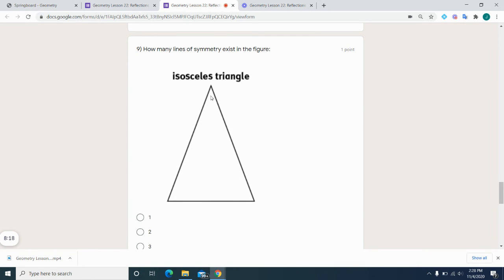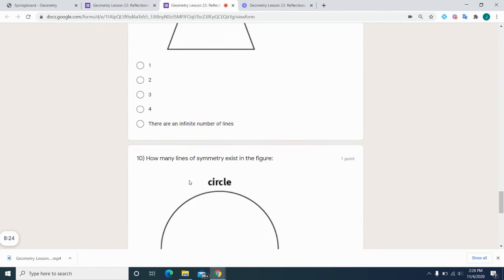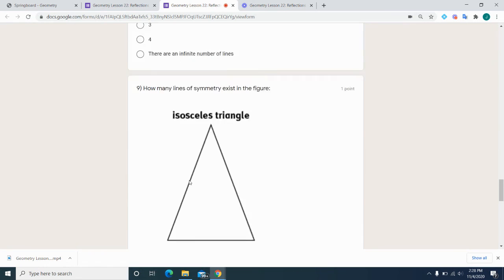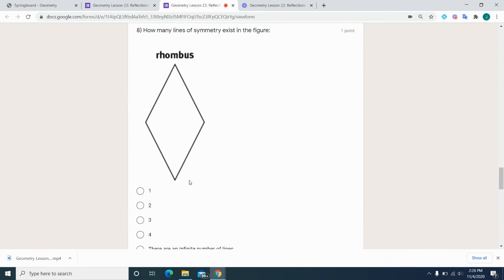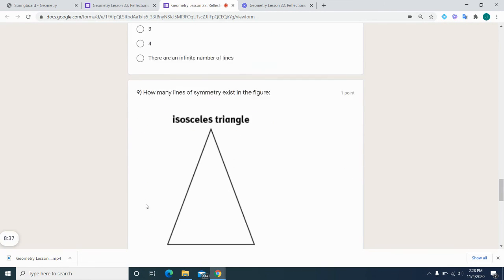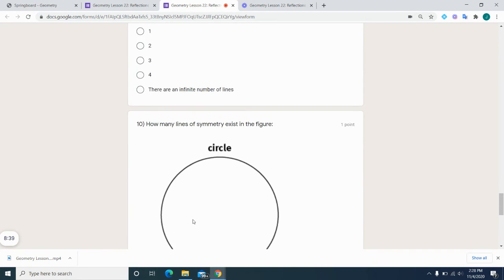Okay, isosceles triangle, you could draw a line through the middle, and that's all you're going to get. So this only has 1. Circle. Wait, did I miss one? Yeah, the rhombus. Let me go back to the rhombus. You could draw a line from top down to bottom, right through the middle, and you could also cut it in half going across here. So rhombus has 2. Isosceles triangle has 1.